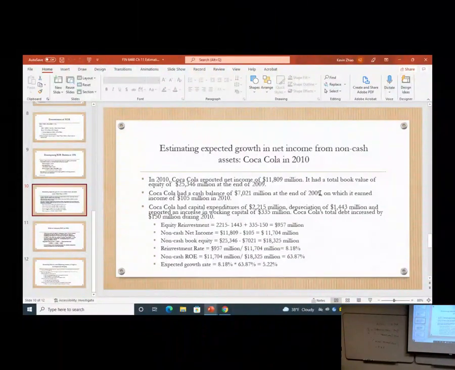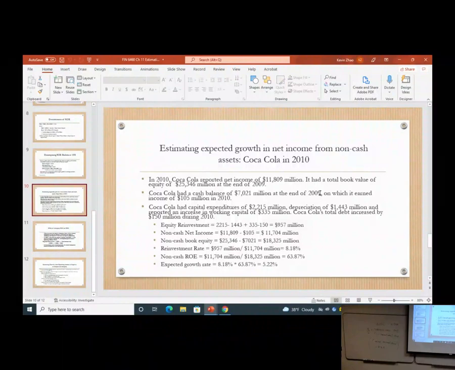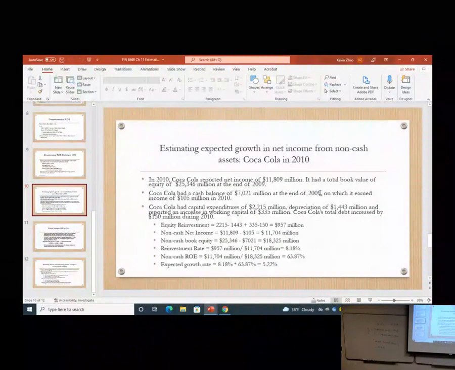So you look at the operating ROE. Operating ROE equals net income minus return from cash, just a little bit, and then you look at non-cash equity. That gives you an ROE that is more operational, with more sense of the operational assets. All right? So this ROE is called the non-cash ROE, 63.87%. Then you put the two numbers together, and you get a 5.22% estimation of growth.